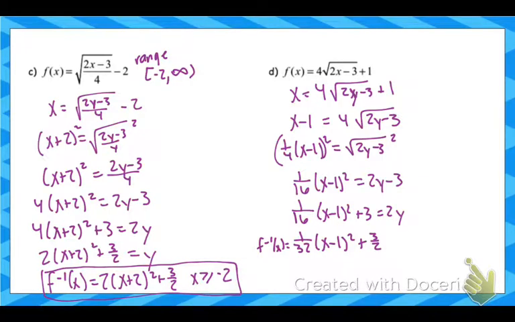Now again, I need to include my domain restriction. The original function's range was from 1 to infinity. It's shifted up 1, has no reflections. So this one is going to be x is greater than or equal to 1.